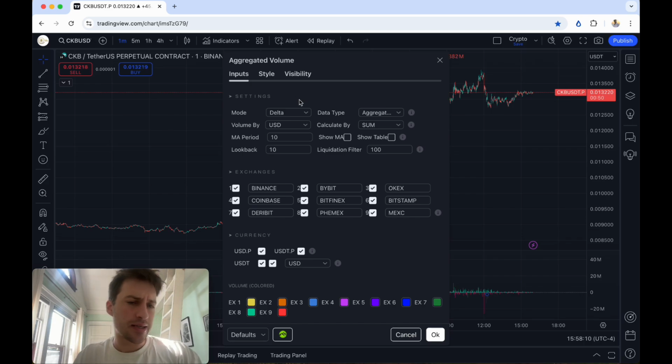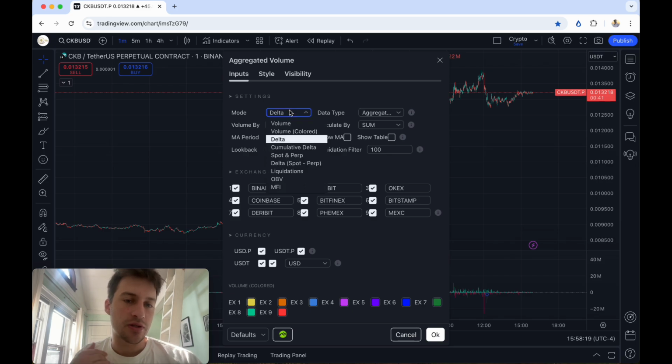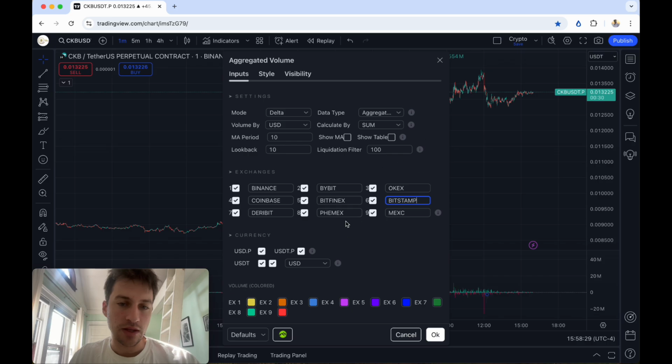Here are the settings that I like to use. These are interchangeable. I've been playing with volume by USD versus coin sometimes, but I think USD is kind of nice. Also, I've been using Delta, which is going to be market buy versus market sell. This is basically a super helpful volume indicator that aggregates multiple volumes, and you can even type in the exchange that you want. You can change any of these and get whatever data you want.